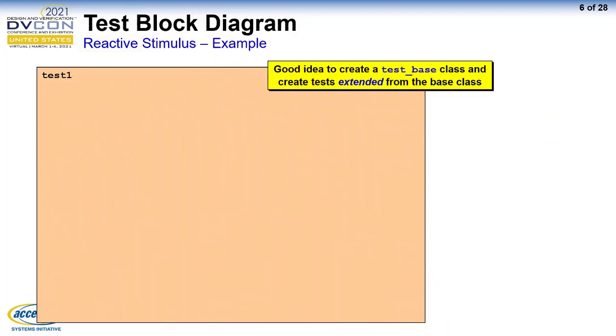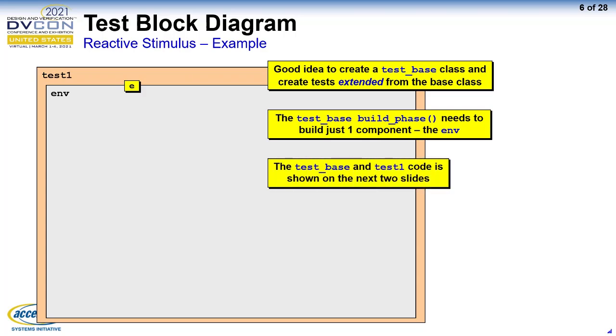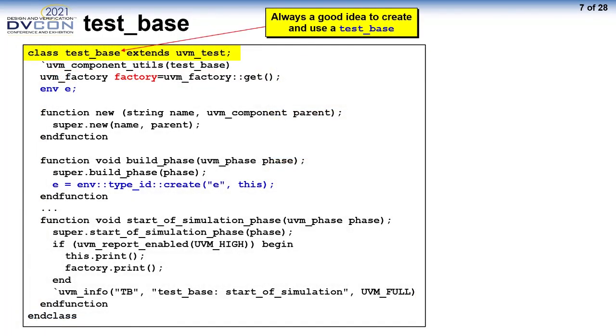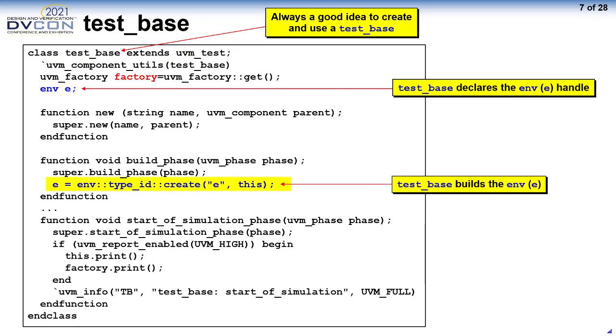Just for completeness, the test1 class will be extended from a test base class, and the test base class needs to build just one component, the environment. The code for the test base and the test1 classes are shown on the next two slides. The test base extends from UVM test and declares the environment handle env. The test base then creates the environment in the build phase. All tests that extend from this test base will inherit the environment declaration and the corresponding build phase.